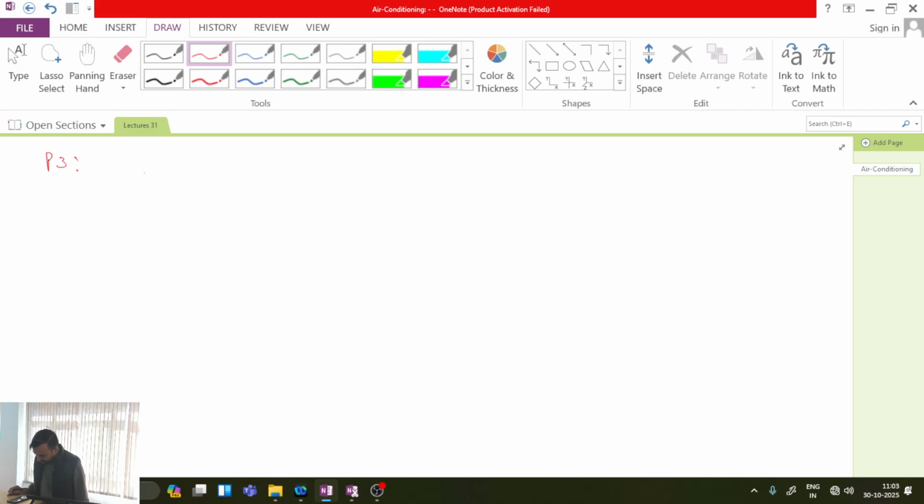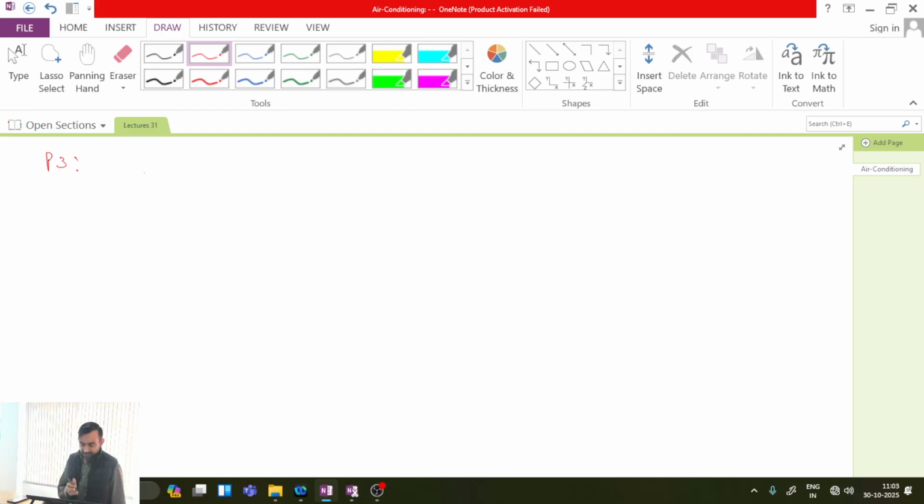The statement of the problem is: moist air at 40 degrees Celsius, 30% relative humidity and standard atmospheric pressure flows at the rate of 10 kg per second through an insulated duct. Water at 20 degrees Celsius is sprayed at the rate of 0.05 kg per second. We have to find the outlet air state if all the water evaporates.